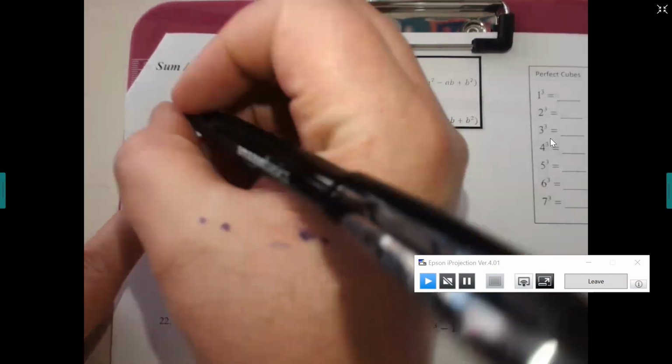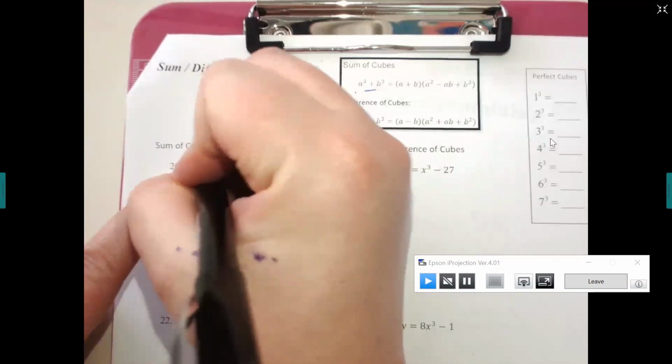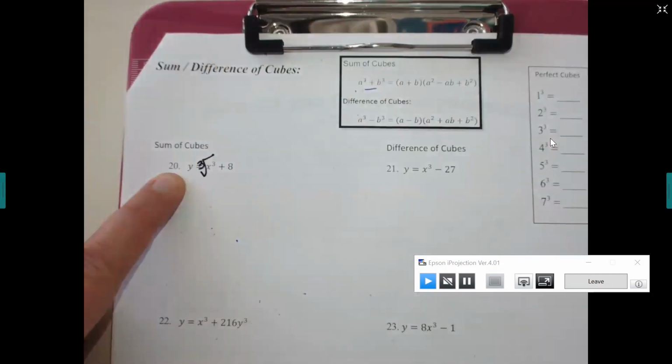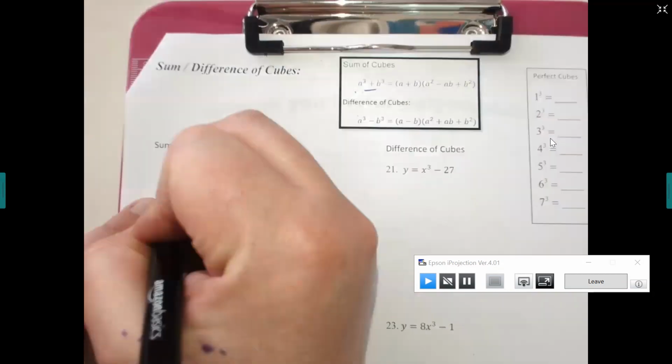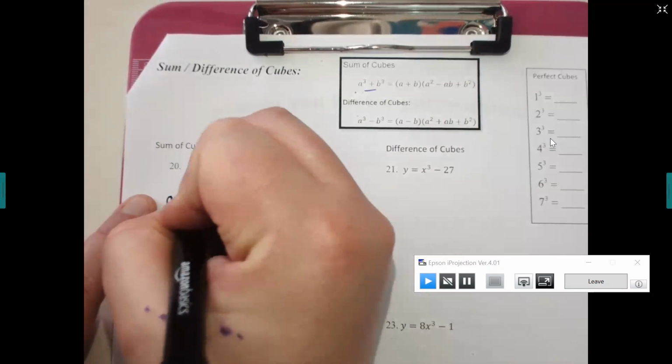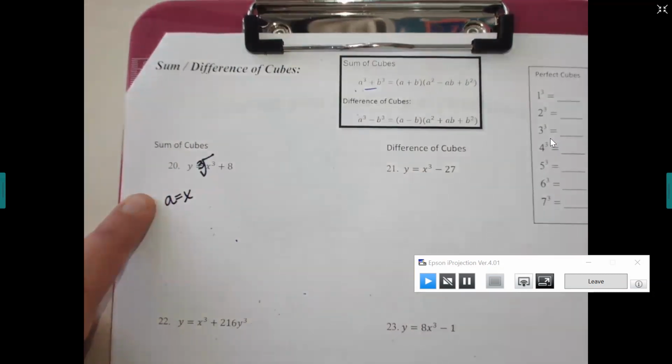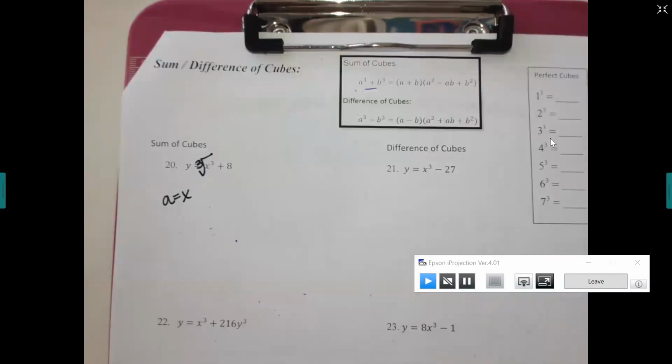What is the cubic root of x cubed? Okay, think about that one more time. What's the cubic root of x cubed? It would just be an x. Very good. So I want you to put that your A is an X. Okay, then I want you to tell me what the cubic root of 8 is.